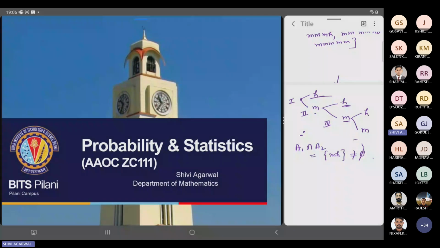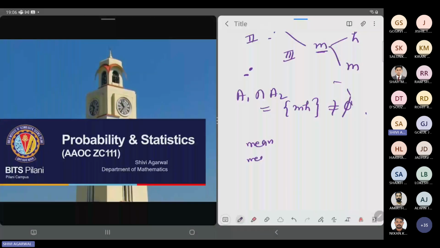So you were saying about the standard deviation, and you're just saying about the last class. So in the last class, we have discussed the central tendency of the data basically. We can define it as the mean, median, mode. These are the central tendency.